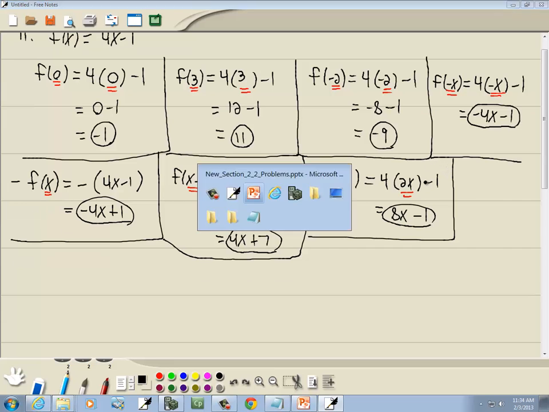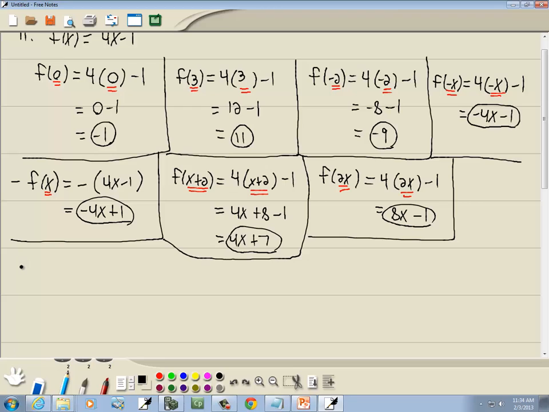And then the last one, f of x plus h. Again, we're going to go back to our original function, and where our x was, we'll put in parentheses. Whatever is inside the parentheses here is what we're going to put in over here. So let's plug in x plus h. Distributive property again. 4 times x is 4x. 4 times h is 4h. Now carry it down to minus 1. And that's our answer.